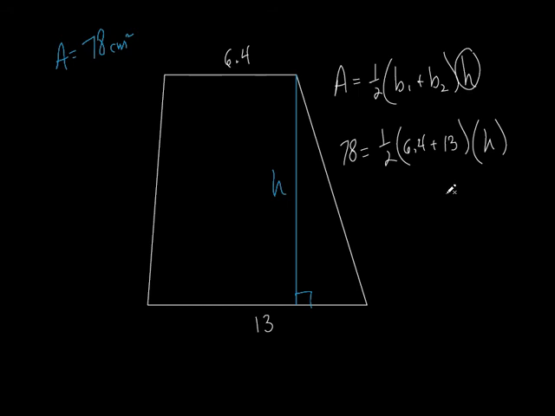Javon, you getting all this? So 78 equals, watch, 1/2. We can do this in our head. What's 6.4 and 13? 19.4, right? You can do that. And then times H. I don't really need that in parentheses, do I? There's a couple ways you could approach this. This is how I did it in the other class.